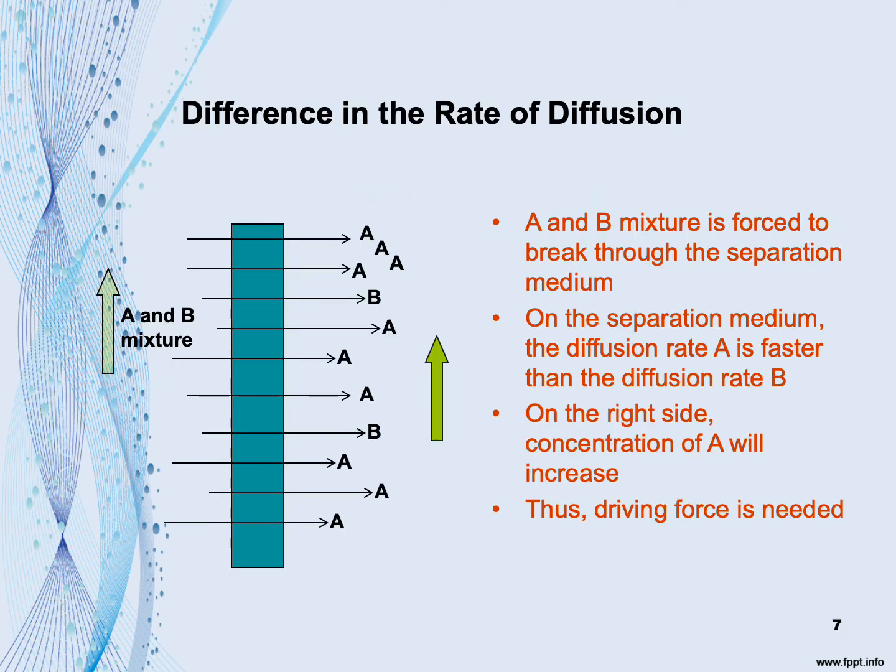Now let's take a look at this graph. Let's say we have a mixture of A and B, and the mixture is forced to pass through a separation medium, for example a membrane. In the separation medium, the diffusion of A is much faster compared to the diffusion rate of B. So at the other side of the membrane, the concentration of A would be much higher compared to the concentration of B. Then we can largely separate A from the mixture of A and B. Of course, a driving force will be needed to make this phenomenon happen.